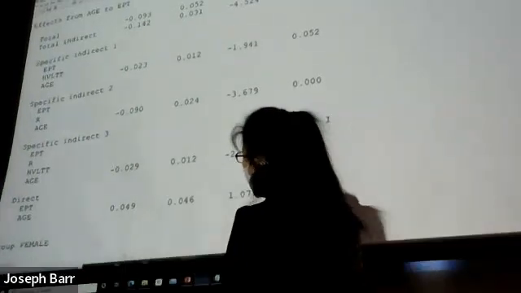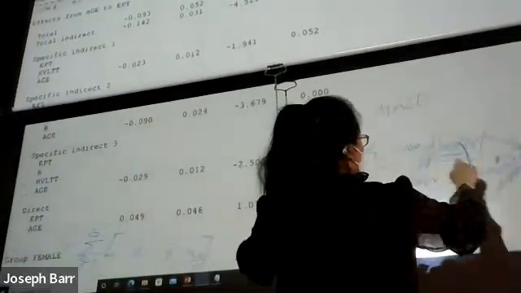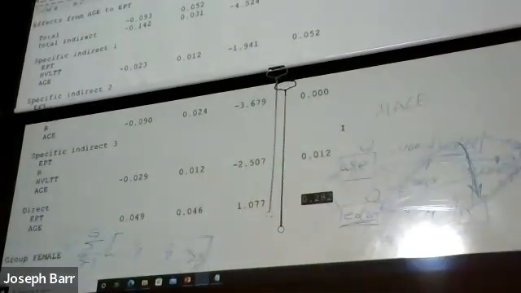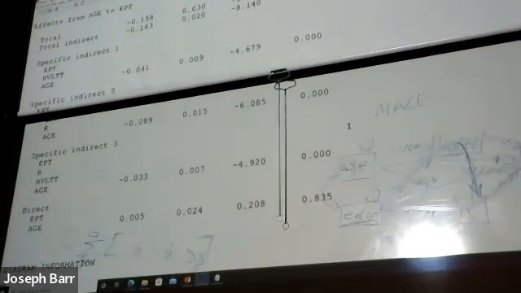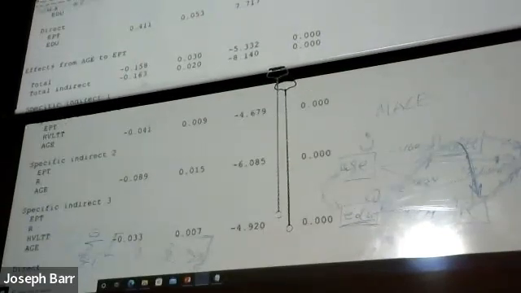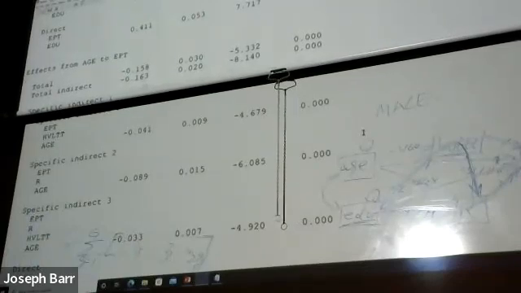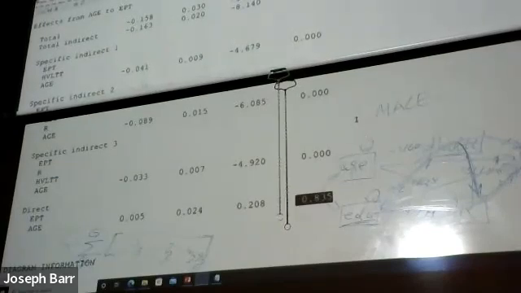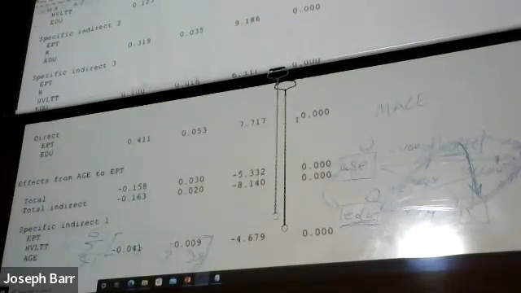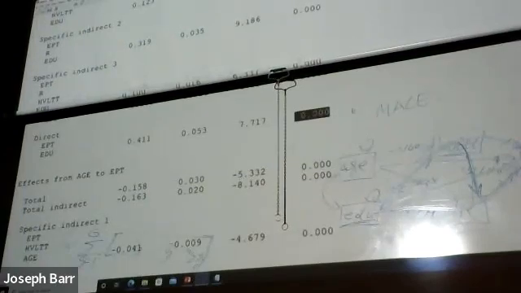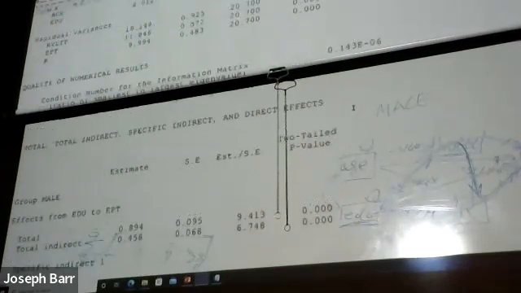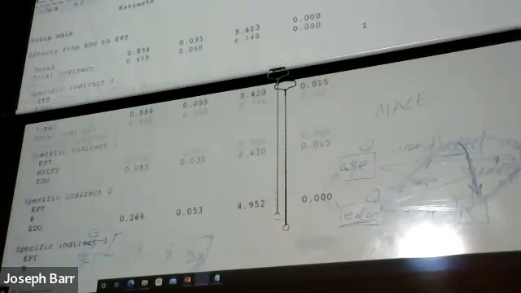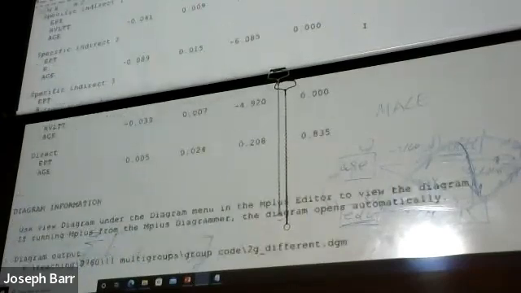Age to EPT. So this path is not significant for male. Let's see, female. It's not significant. For both male and female, the influence of age on EPT is not significant. For education, yeah, it's significant. It's significant. So that's a mediation for different groups.